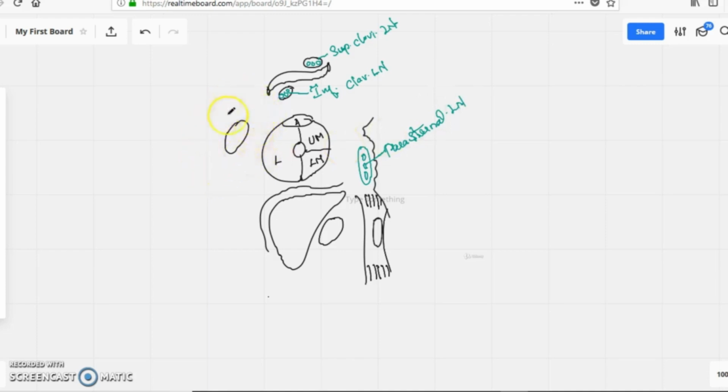In the same way, here we will have the axillary region. In that axillary region we will have a group of lymph nodes which we call axillary lymph nodes.